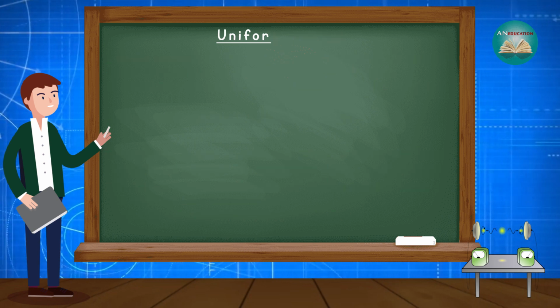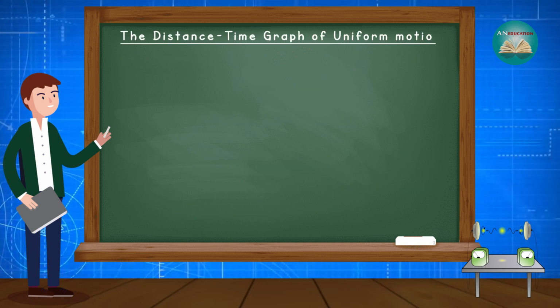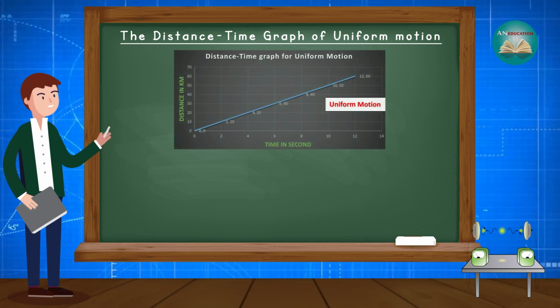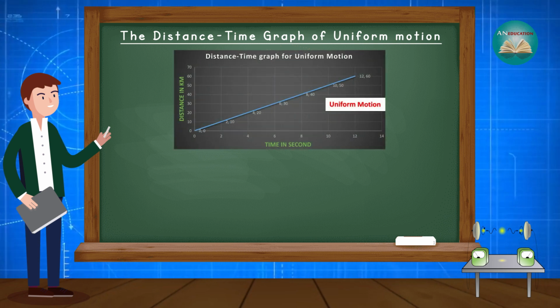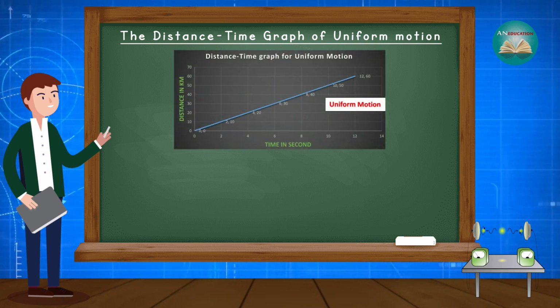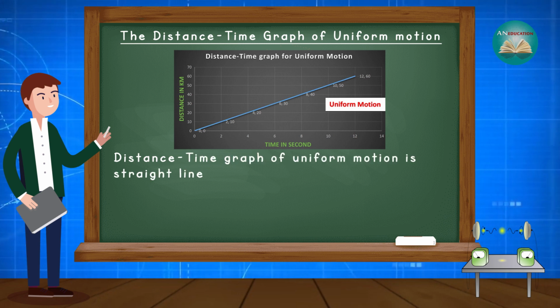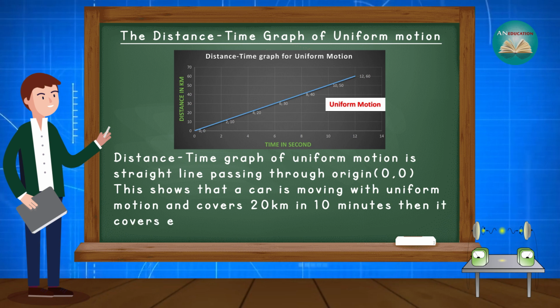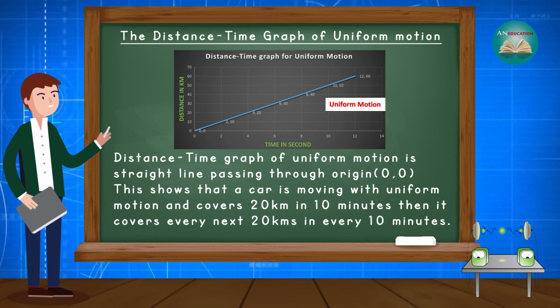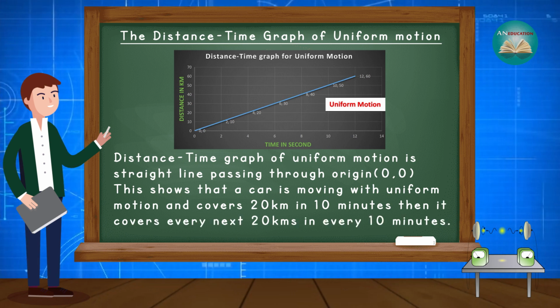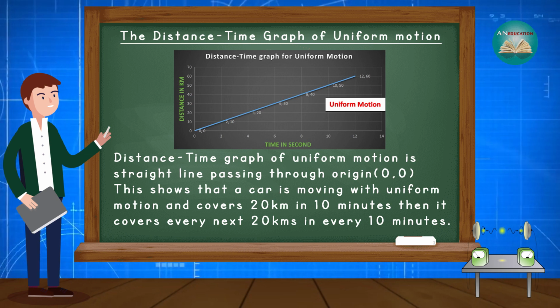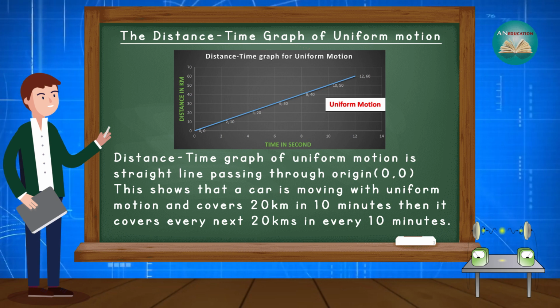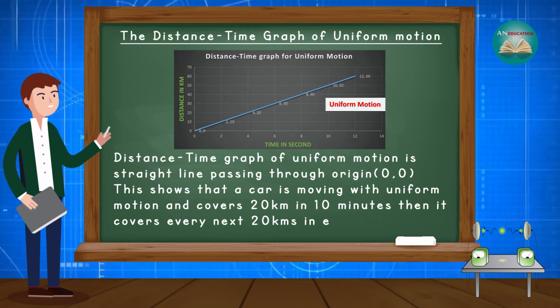After that, let's discuss the distance time graph of uniform motion. The distance time graph of uniform motion is shown below. It is a straight line passing through the origin (0, 0). This graph shows that a car is moving with uniform motion and covers 20 km in 10 minutes. Then it covers every next 20 km in every 10 minutes.